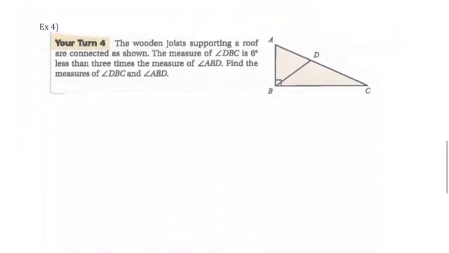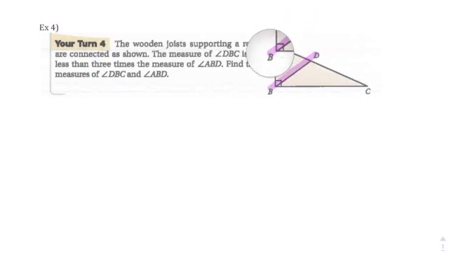Going on to example number 4. Example number 4 says the wooden joints supporting a roof are connected as shown. The measurement of angle DBC. So in this case, you guys should understand DBC: D, going here, B, and C. That's how you draw an angle. The vertex is always named in the middle. The measurement of angle DBC is 6 less than 3 times the measurement of ABD.